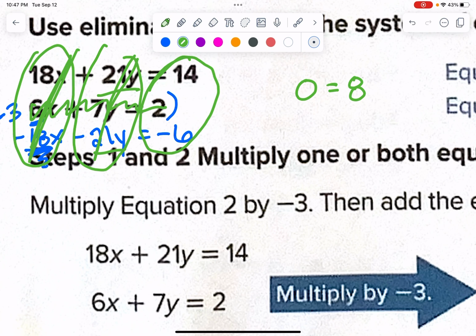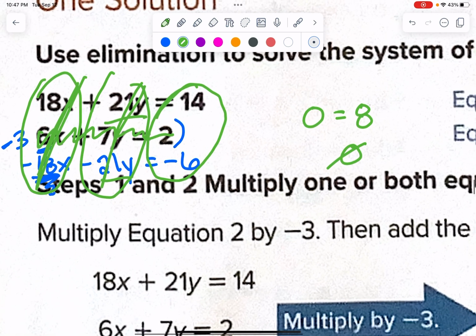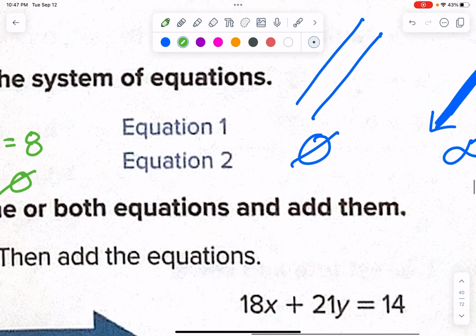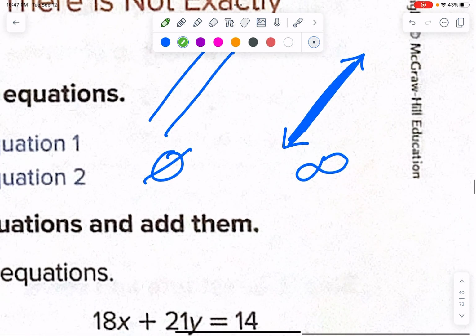So 0 equals 8. Okay, and when does 0 equal 8? Well, 0 doesn't ever equal 8. So here I have no solutions again. That doesn't make sense. That's not a true statement. I have no solutions. And so what happens is if I were to graph those two lines, I would end up with parallel lines.